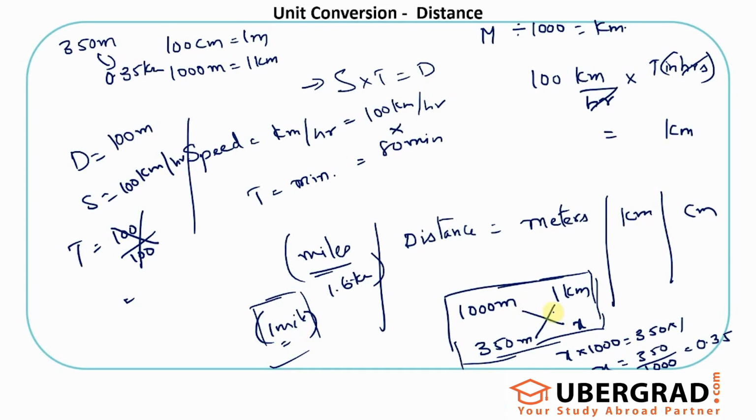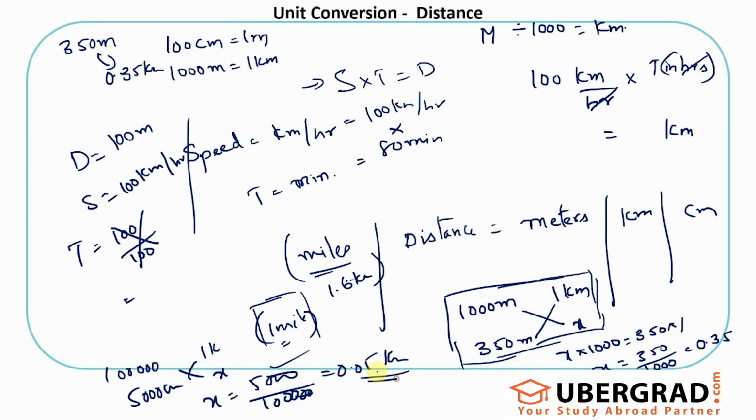This proportionality would work for anything, like centimeters to kilometers. How many centimeters make a kilometer? Obviously 100 centimeters make 1 meter, so 100 into 1000, that is 1,00,000 centimeters, is 1 kilometer. And if I'm asking you 5000 centimeters, how much is it in kilometers? Just cross multiply and I'll get the answer. It will be 0.05 kilometers. You can do the same for centimeters to meters also. So applying this concept will help you.